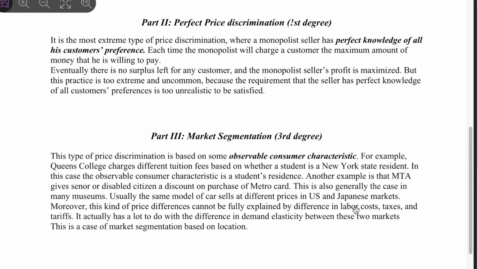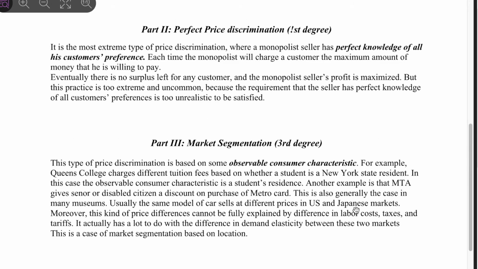Okay, so let's look at the price discrimination from first degree to second degree. So we're gonna do first, third, and second. So there are reasons, and let's see why. So part 2, perfect price discrimination.